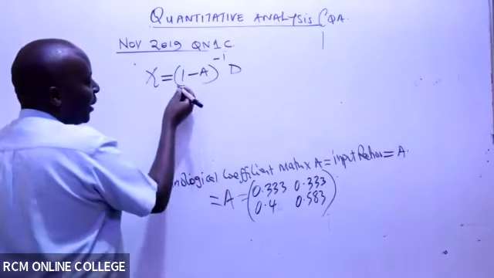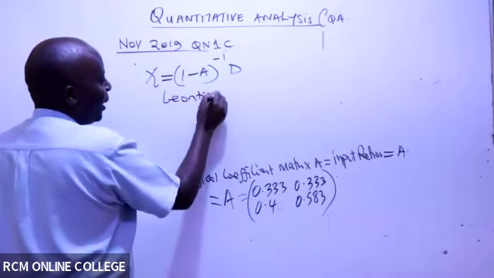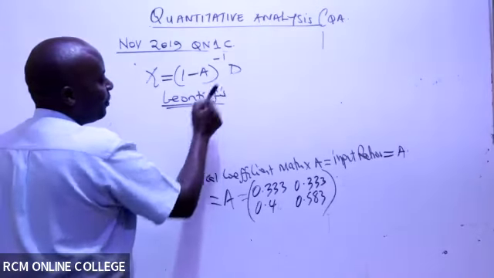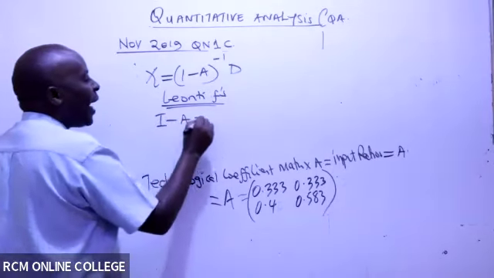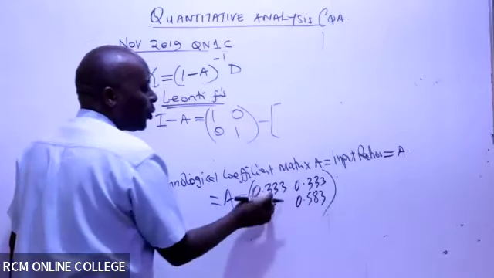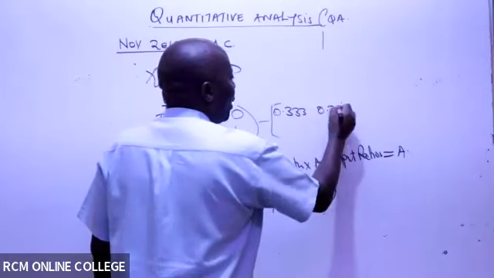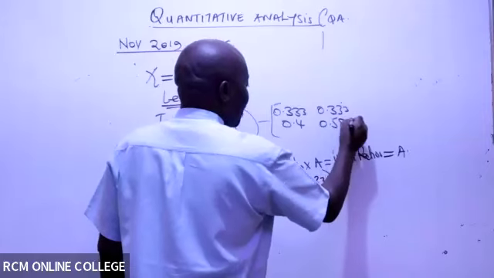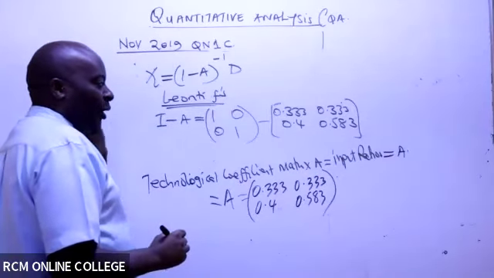So then let's get the Leontief's matrix. It's called Leontief, like this. So the Leontief's matrix is I minus A. We have said I is 1, 0, 0, 1, minus our A matrix, which is this one: 0.333, 0.333, then we have 0.4, then we have 0.583, like that. So you go ahead and do the subtractions for us.